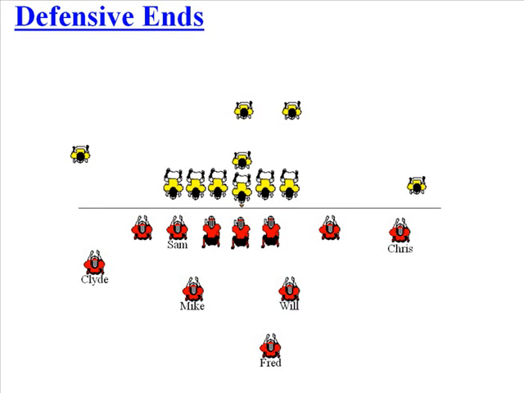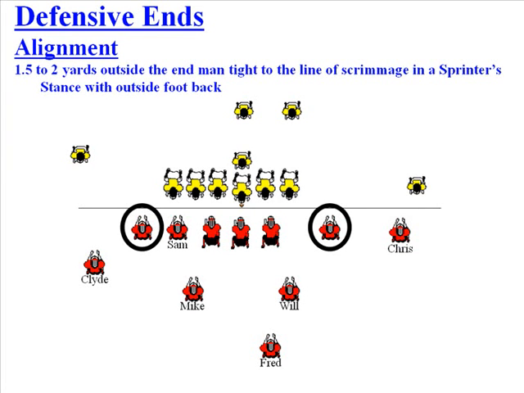Let's talk about the defensive ends. The defensive ends have an extremely important role to play in this defense. They are aligned 1.5 to 2 yards outside the end man who is tight to the line of scrimmage. Now this could be the tackle or this could be the tight end, as you see here. We have the tight end in this case. Over here we have a tackle.